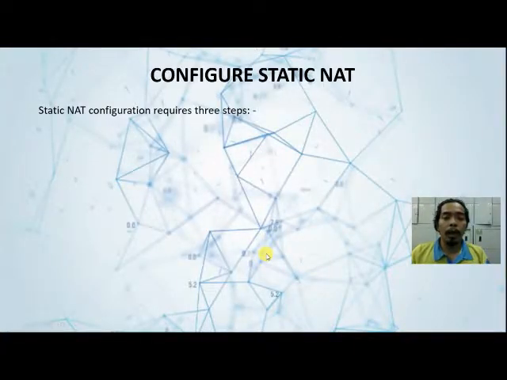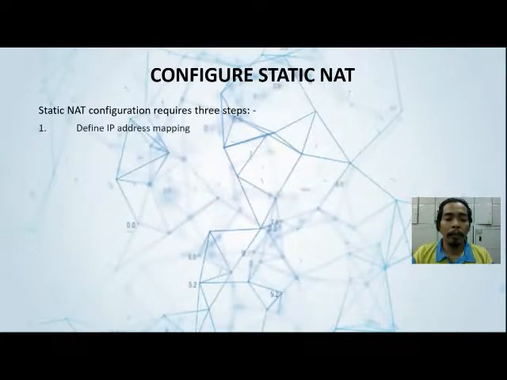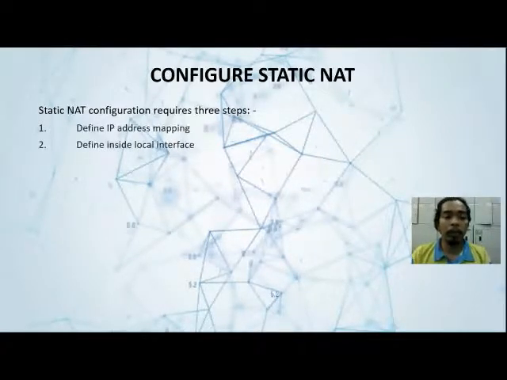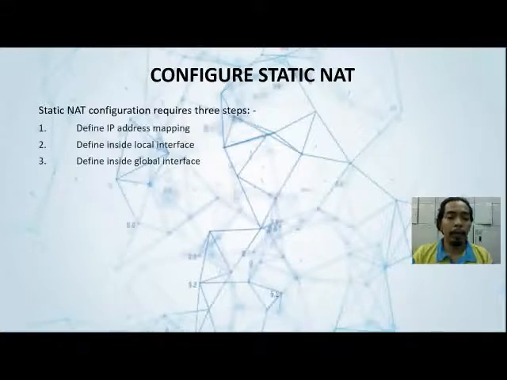Assalamualaikum. My name is Musamuddin. I will continue this presentation with configure static NAT. In static NAT configuration, we require 3 steps: we have to define the address mapping, then we have to define the inside local interface, and we have to define the inside global interface.